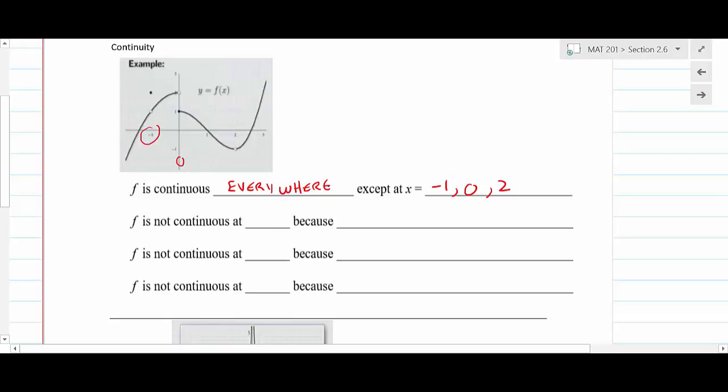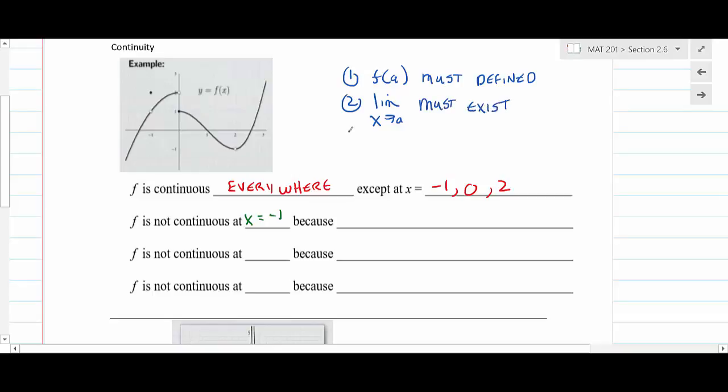Okay, so let's look at the reasons why. As we go through these one by one, let's look at why it's not continuous at x equals negative 1. Looking at our graph, and remember, we have a checklist. I'm just going to write this checklist at the side. First of all, f of a must be defined. So the function has to be defined at the point you're interested in. The limit as x approaches a, that's a two-sided limit, must exist.